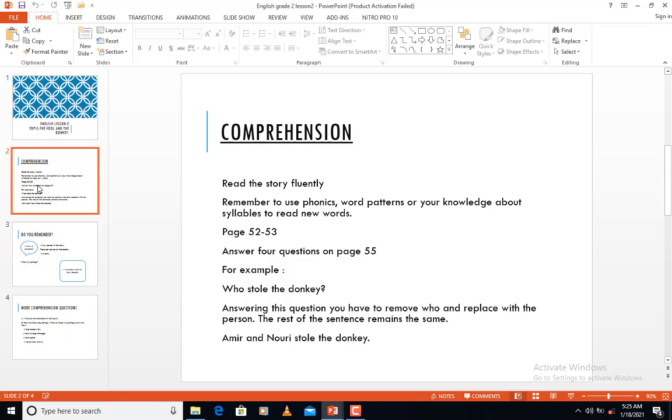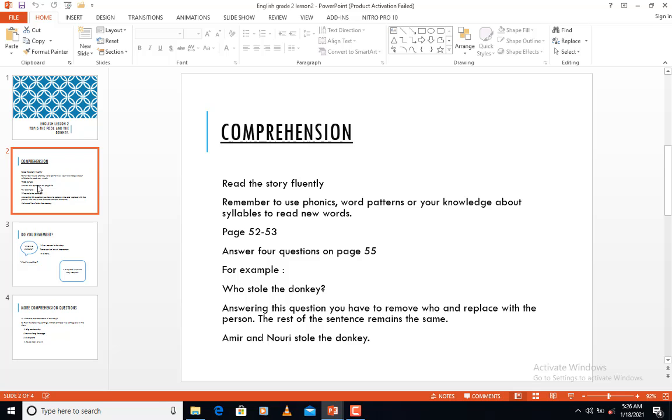Wow, what a description. You should also remember the describing words that we learned, so that when you see them in the story, you know how to read them. I've read some here: big, small, long, short, floppy, long, silky ears. So we have to answer some questions on page 55 when you have finished reading the story and understood it. Questions like, who stole the donkey? You get to see the person who stole the donkey in the story.